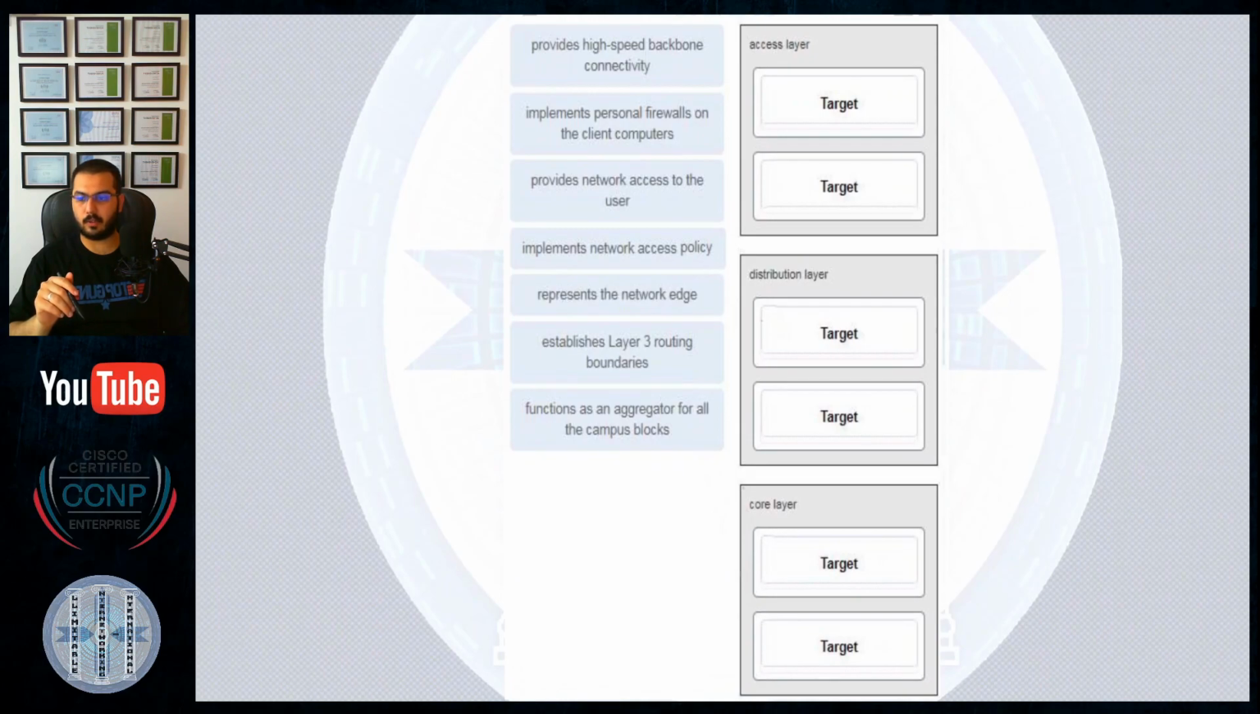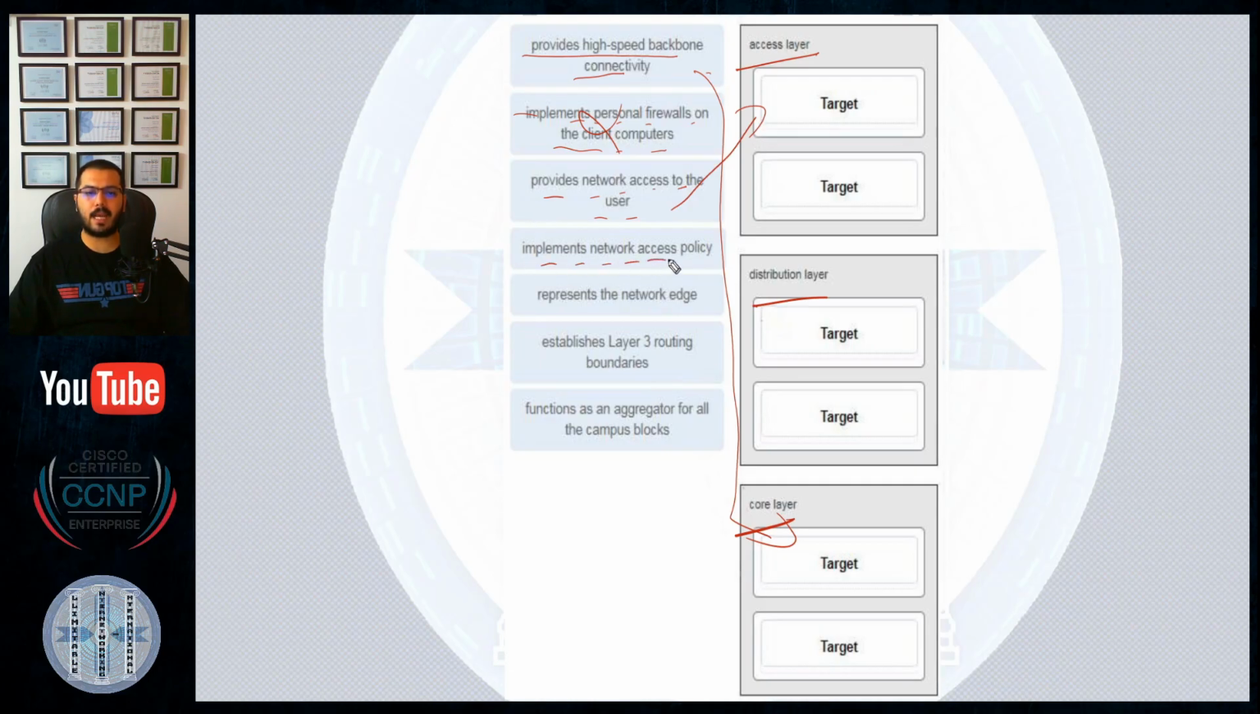Question 40 will be who is access, who is distribution, and who is core. Provides high-speed backbone connectivity. We have discussed that. This is core. Implements personal firewalls on the client computers. A firewall. Provides network access to the user, the access, that is clear. Implements network access policy, the access guy as well. Represents the network edge, will be the core.